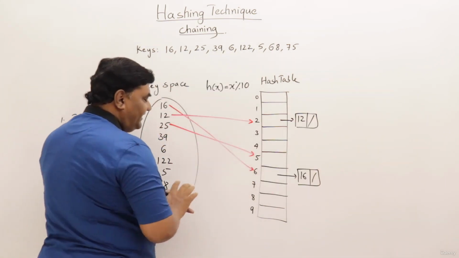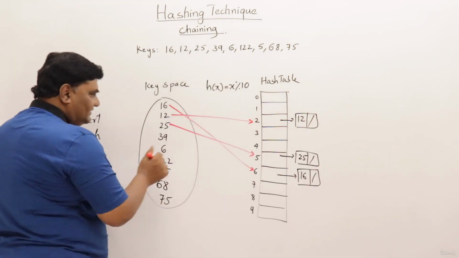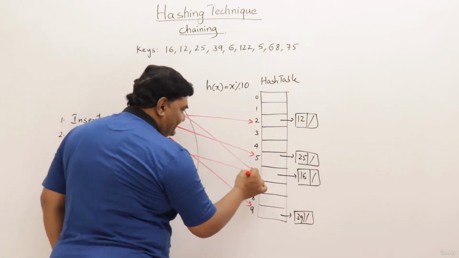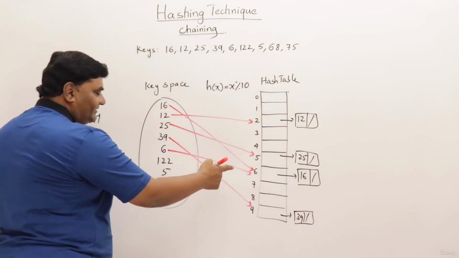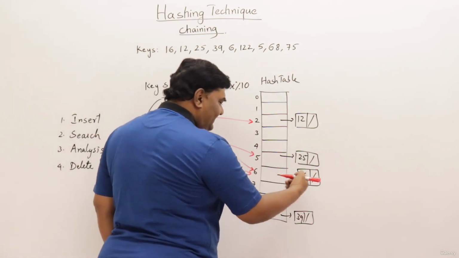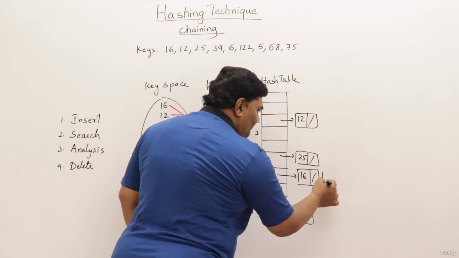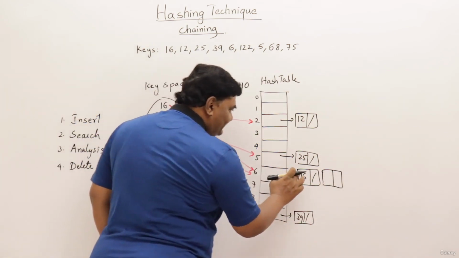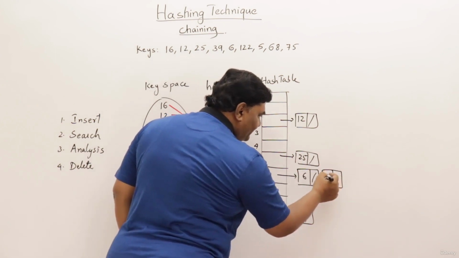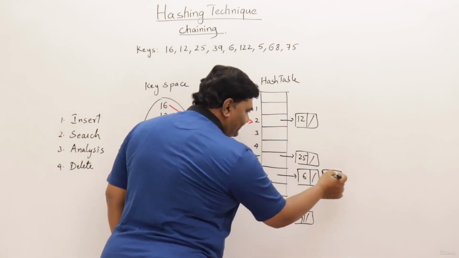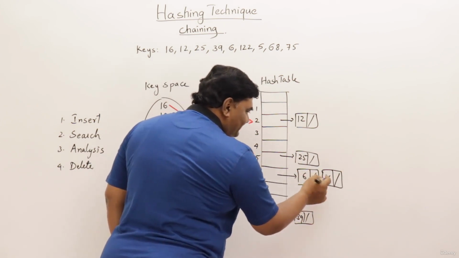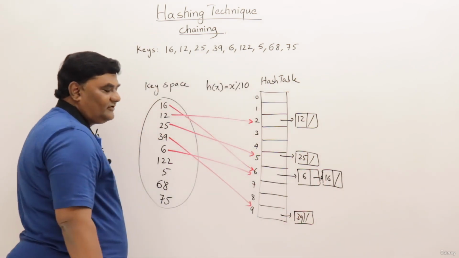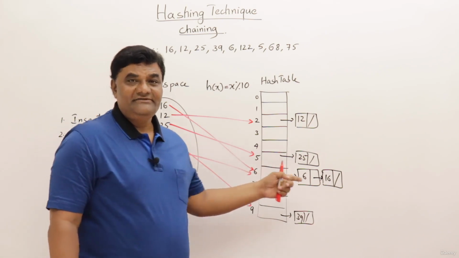25 is 5. 39, 9. 6. This is a collision. But here we are inserting in a linked list. So I will create a new node and insert here. But 6 is smaller than 16, so 16 should go there and 6 should be inserted here. Means these keys must be inserted in sorted order. They must be kept in sorted order so that while searching it is easy to search.